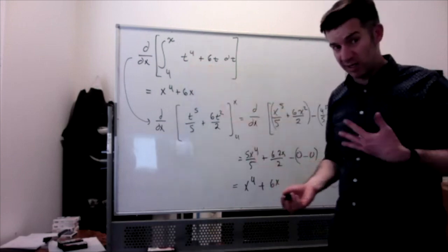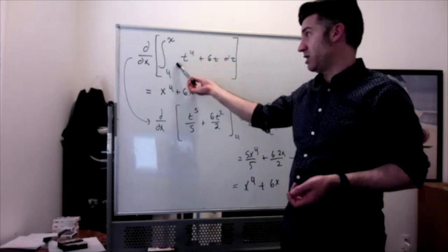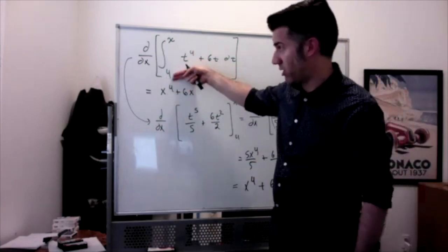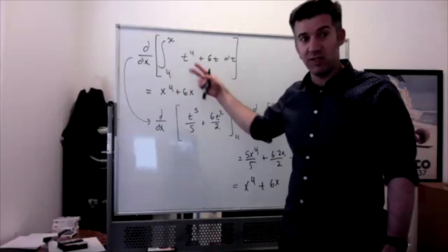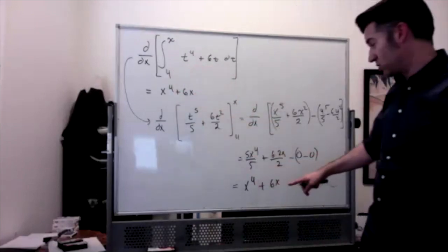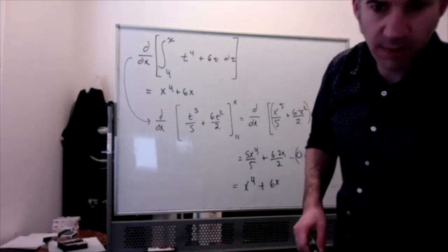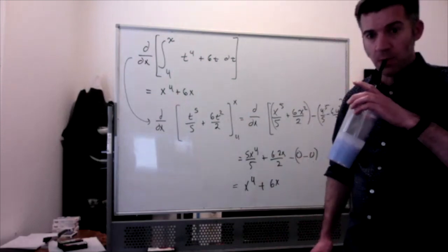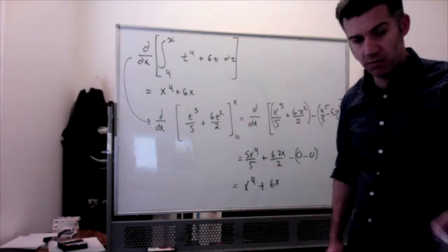So again, when you take the derivative of the integral of some function of t, and your limits of integration are a constant to x, your derivative of that integral is just the function you started with, using x instead of t. Questions about this so far?